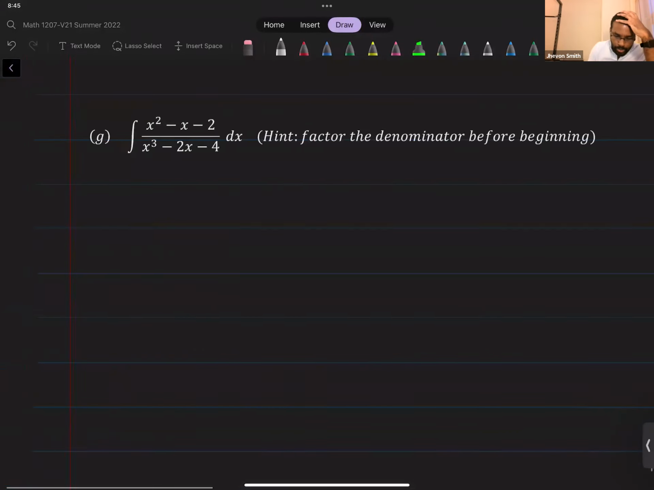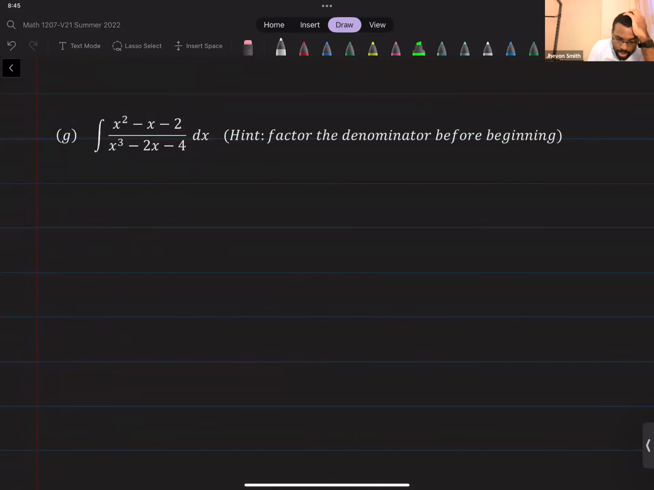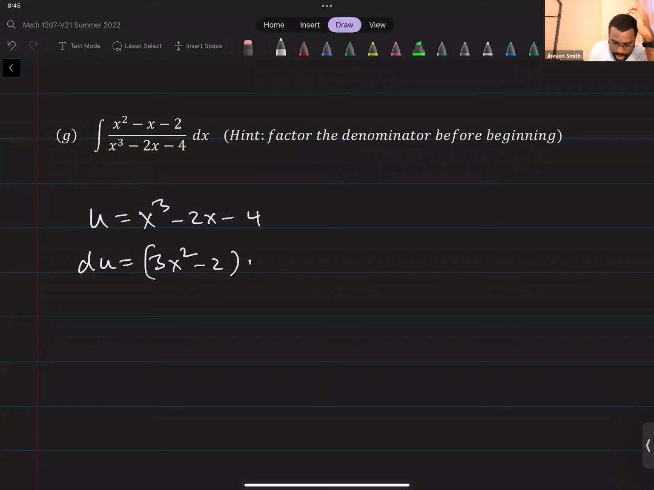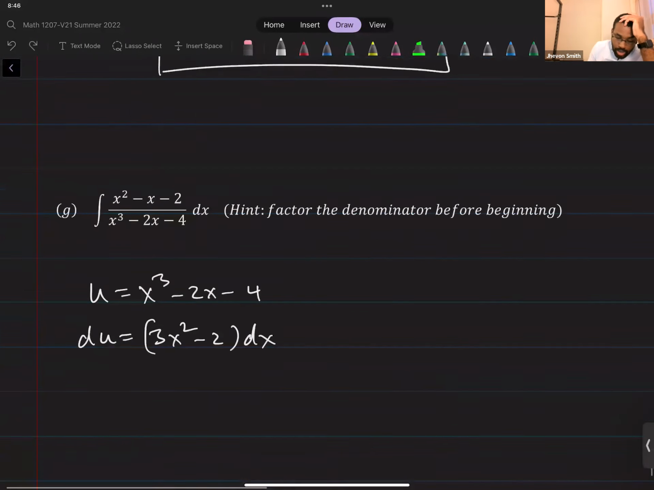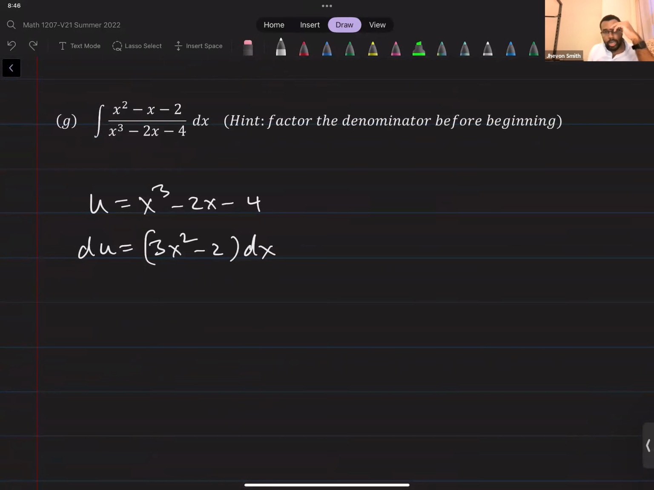So if I went in and said u equals x cubed minus 2x minus 4, my du would be 3x squared minus 2 dx. And that doesn't work with this one. Like here, I could factor something out and I see the numerator. That isn't true anymore. The numerator doesn't look anything like that. It's not going to be really nice. So it doesn't work.